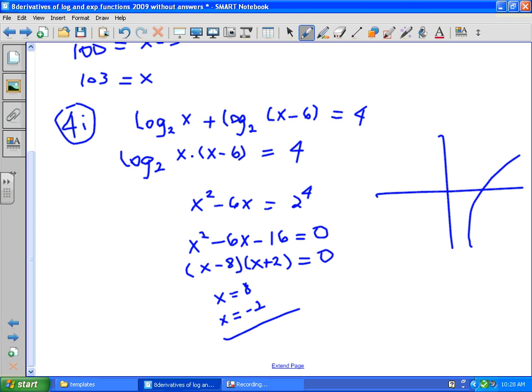So in this case, if you have x equals negative 2, plug it back in. Is it going to work? No, you have log base 2 of negative 2. It's not going to work. We have to reject that solution. We can only accept the positive 8 solution.